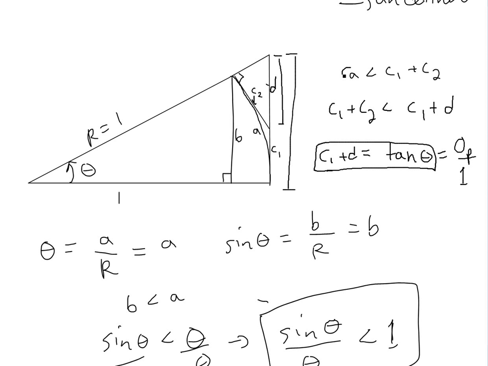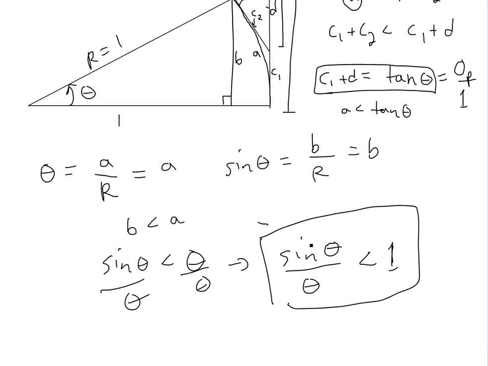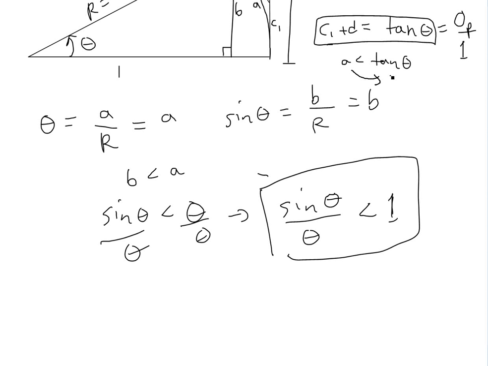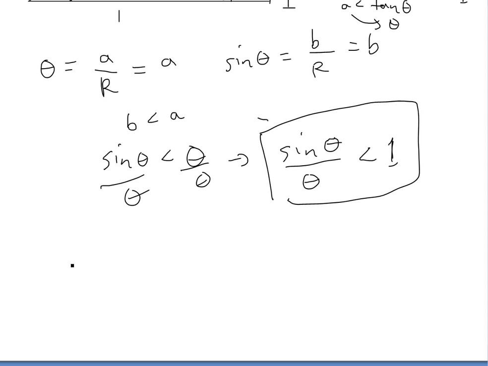So now we have A is less than these two lengths, and these two lengths are less than this full length, which is equal to tan theta. So A is going to be less than tan theta, and we know that A is theta. So we'll write it down here. We know that theta is less than tan theta.